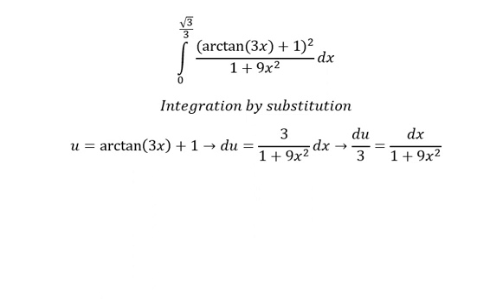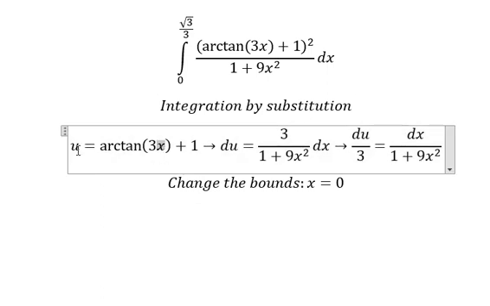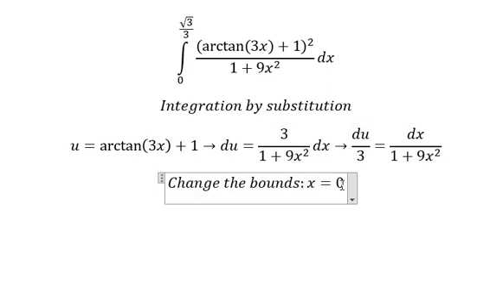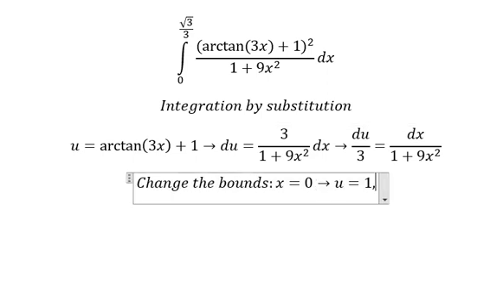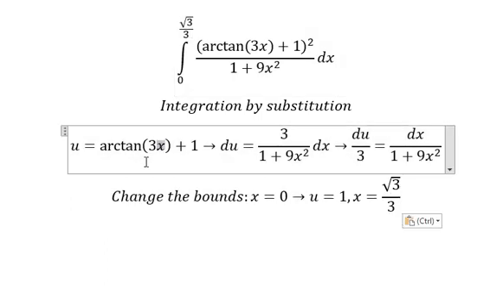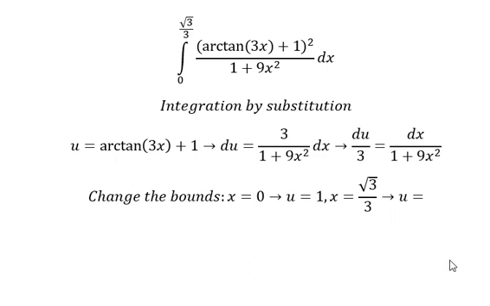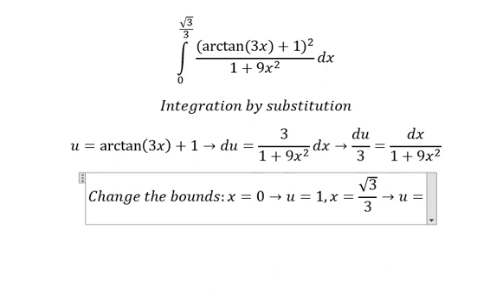Next, we need to change the bounds. When x equals 0, we put 0 in here, and we can find the value of u, so u equals 1. When x equals the square root of 3 over 3, we put this one in here to find the value of u, so u equals 3 over 3 plus 1.